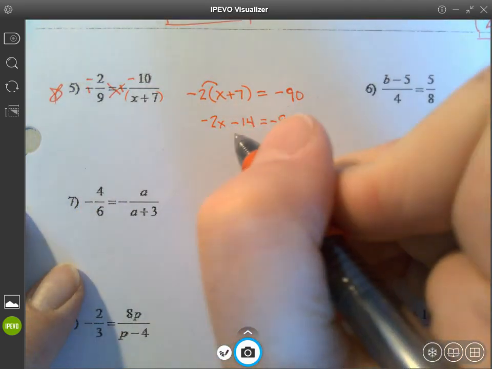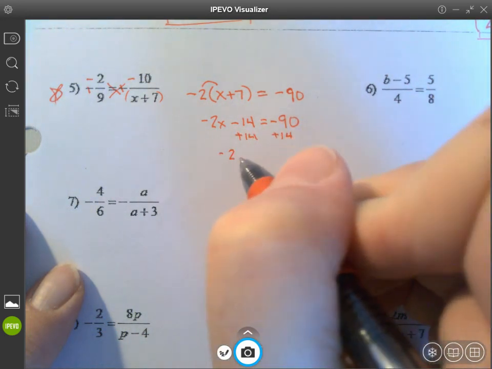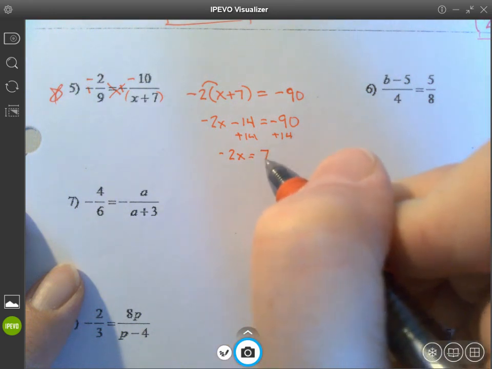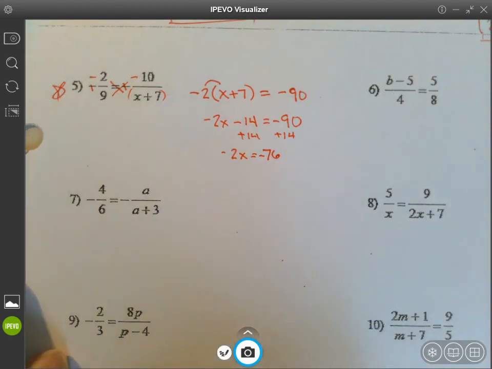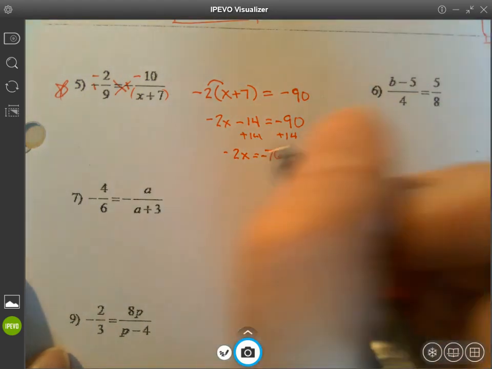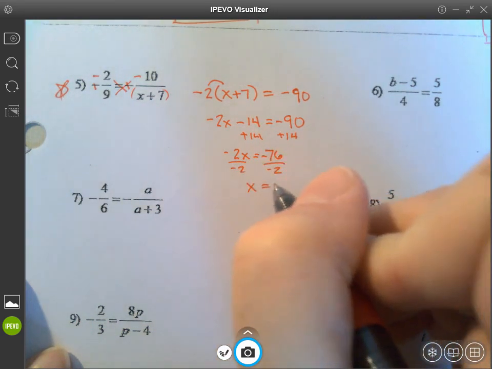Okay, so let's add 14. I believe I get negative 2x equals negative 76. Anybody agree? And I think that gives me positive 38. 76 divided by 2. Yep, I'm dividing both sides by negative 2. And I get x equals 38.